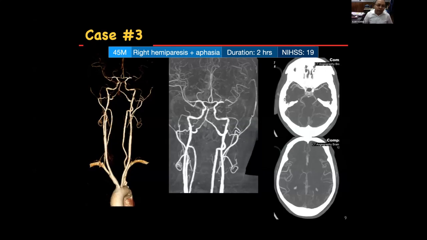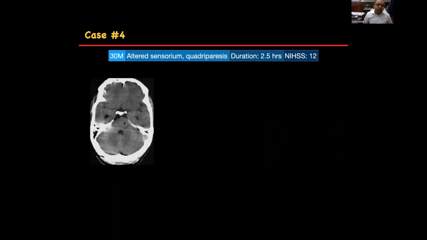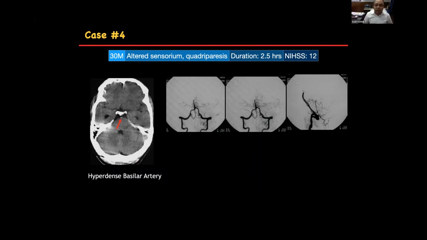Another patient, a 30-year male with altered sensorium and quadriparesis of 2.5 hour duration. Here, if we look, the basilar artery is hyperdense, compared to the hyperdensity in the region of the MCA. So it's a dense basilar artery, and then on DSA it clearly shows there is occlusion of the distal basilar artery, which can be treated with thrombolysis.